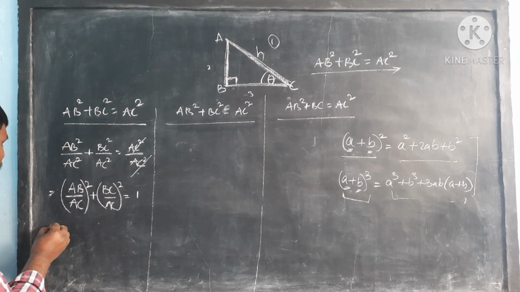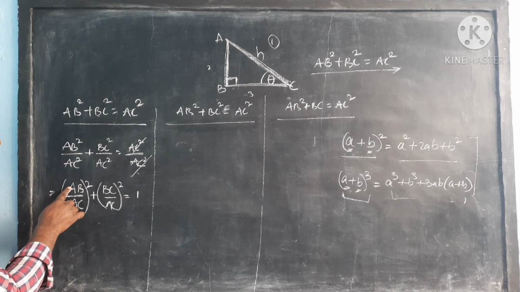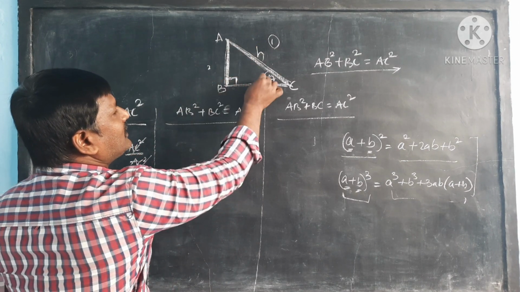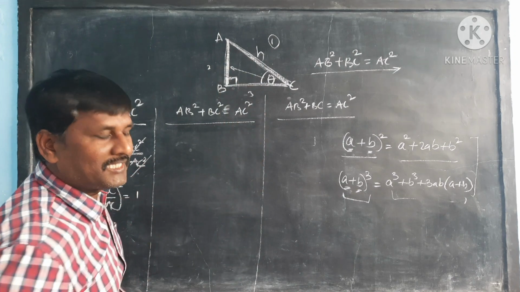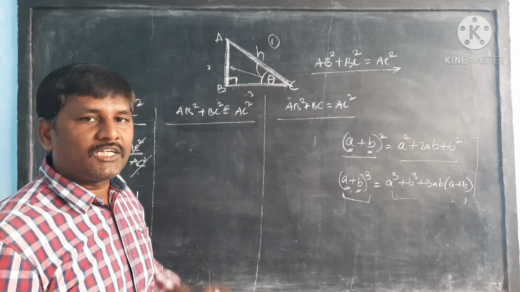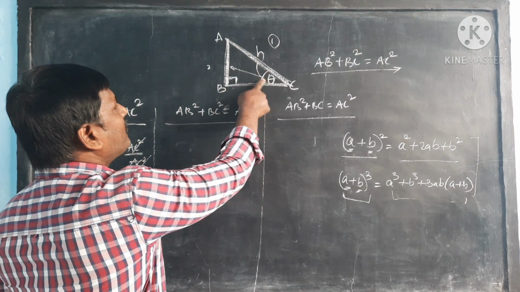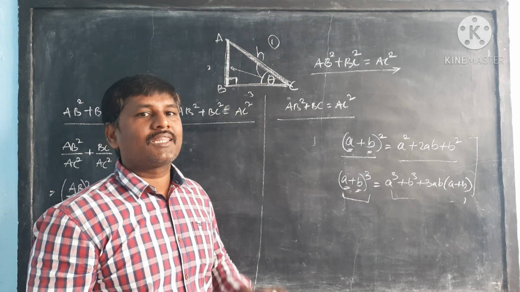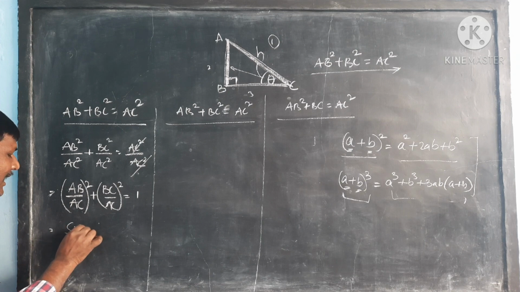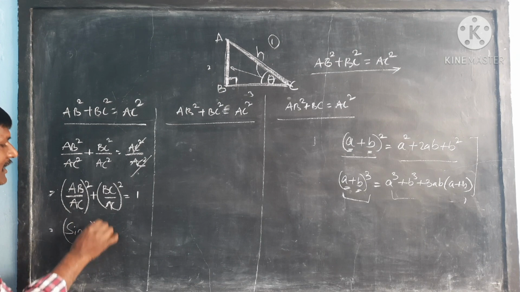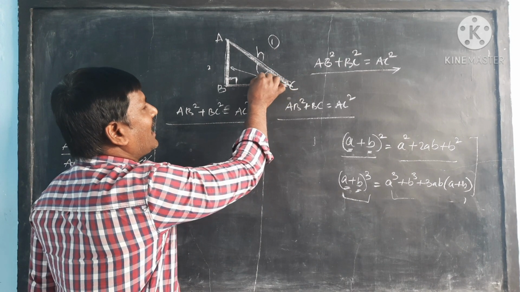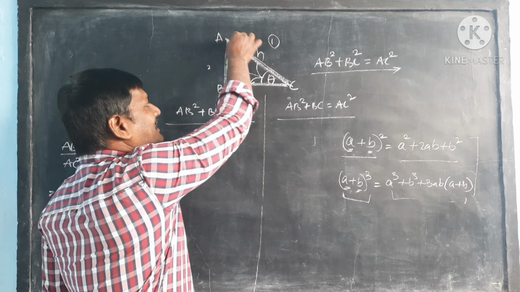Understand? Now you can write the ratios of AB by AC. We know that AB is the side which is opposite to theta and AC is the side which is the hypotenuse. So what is the trigonometric ratio which is equal to opposite side by hypotenuse? We know that is sine. Sine angle theta whole square plus, similarly you can write BC by AC, which means BC is the side adjacent to theta. Now AC is the hypotenuse.